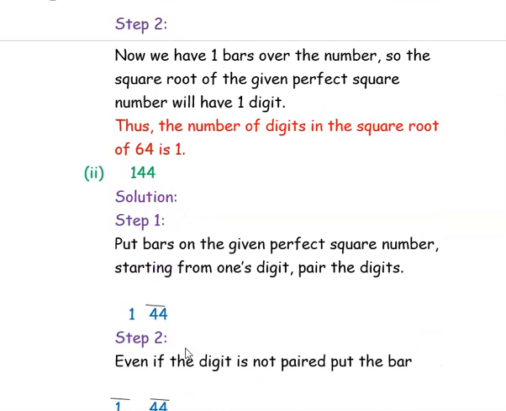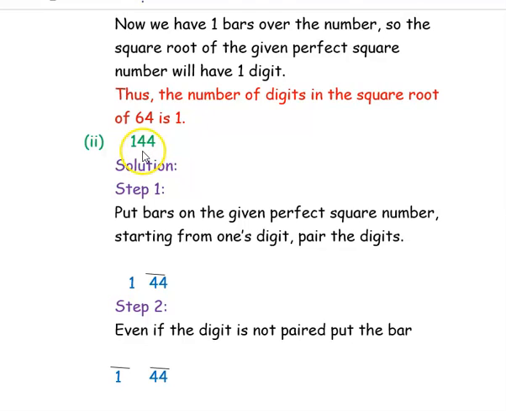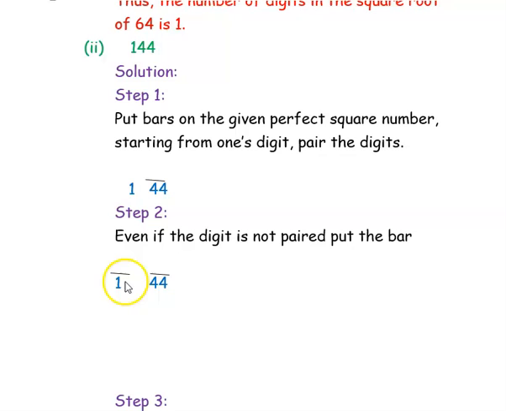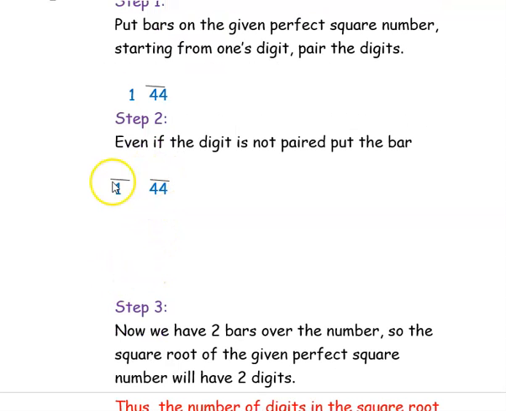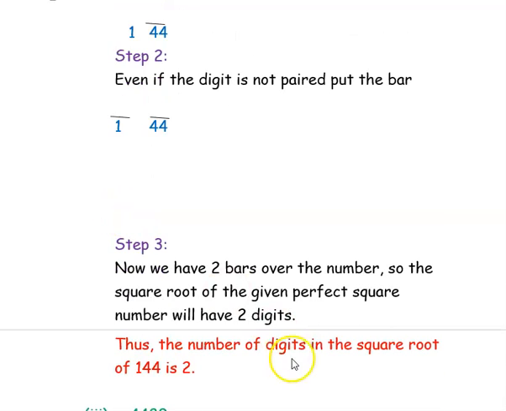Okay. So the next example given is 144. So first step, I am starting from 1's digit. I am going to pair it. So 4, 4. So I have placed a bar over this pair 4, 4. Then 1 is left. So even if the digit is not paired, we have to put a bar over that digit. So I have placed a bar over here. So here we have 2 bars. Okay, so the square root of a perfect square number will have 2 digits. So the number of digits in the square root of 144 is 2.